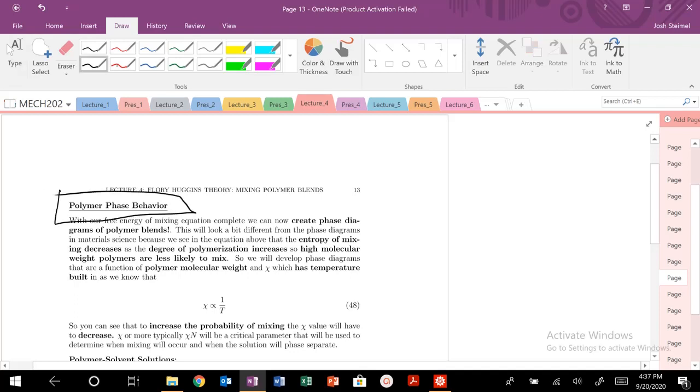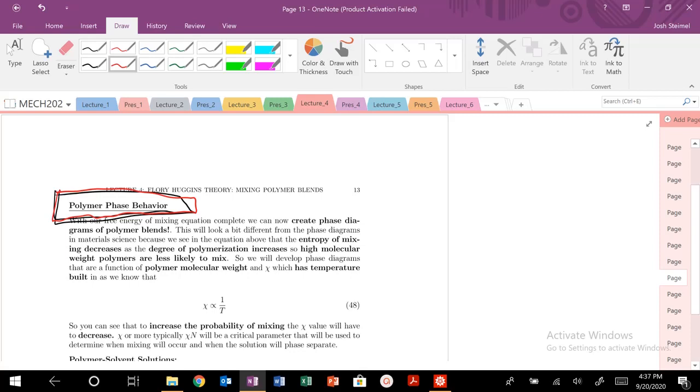Today we're talking about polymer phase behavior, and specifically we are going to get into how we can interpret and create polymer blend phase diagrams. We had a quick review last time about material science and your typical phase diagrams. We'll go through that again today.